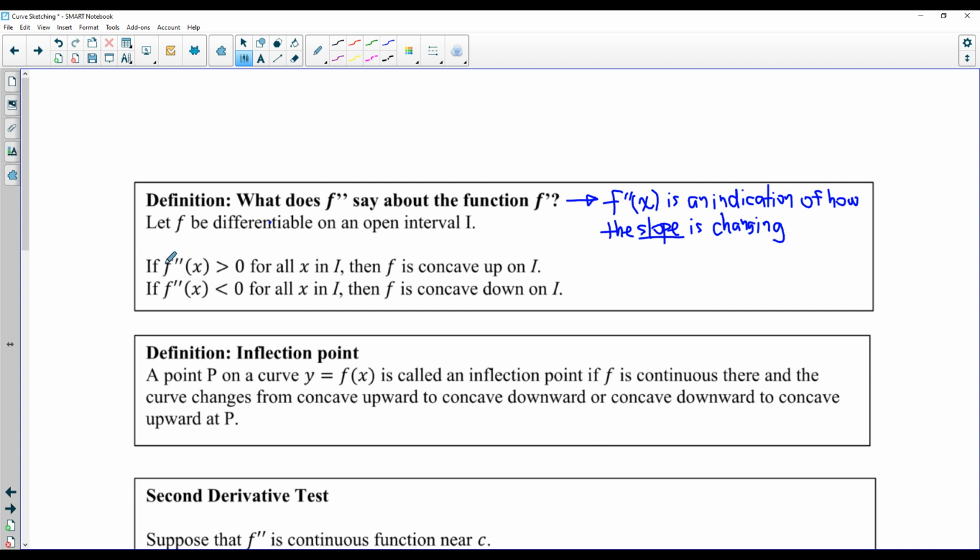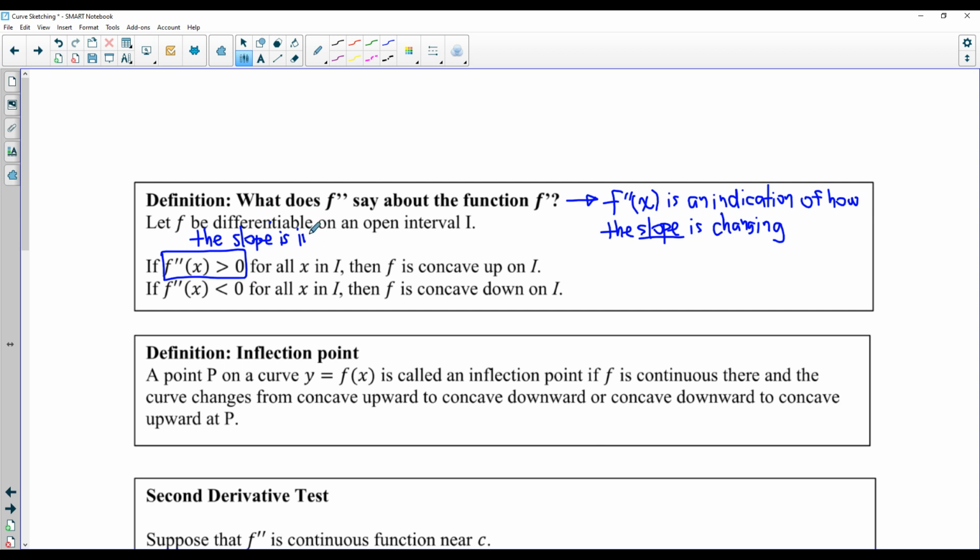So let's look at the two different scenarios. Let's say we find the second derivative of the function f of x, and we plug in a value of x, and it's something that's bigger than 0. If f double prime of x is a value that is bigger than 0, what that means is that the slope is increasing. Not necessarily the function itself, but the slope is increasing.